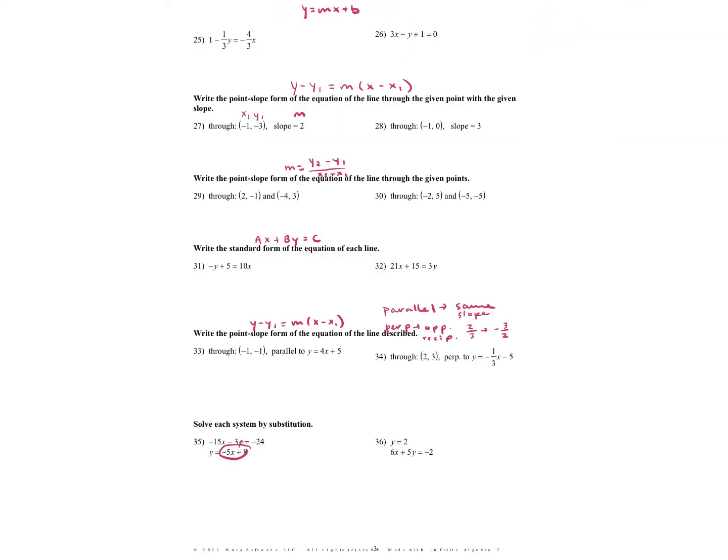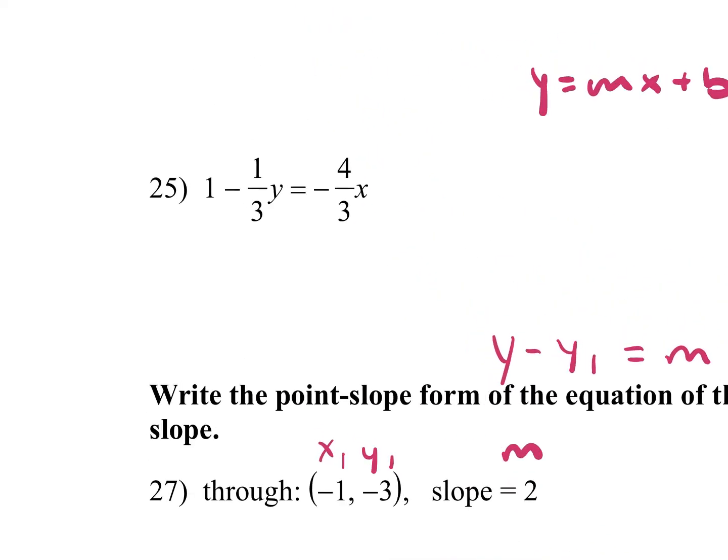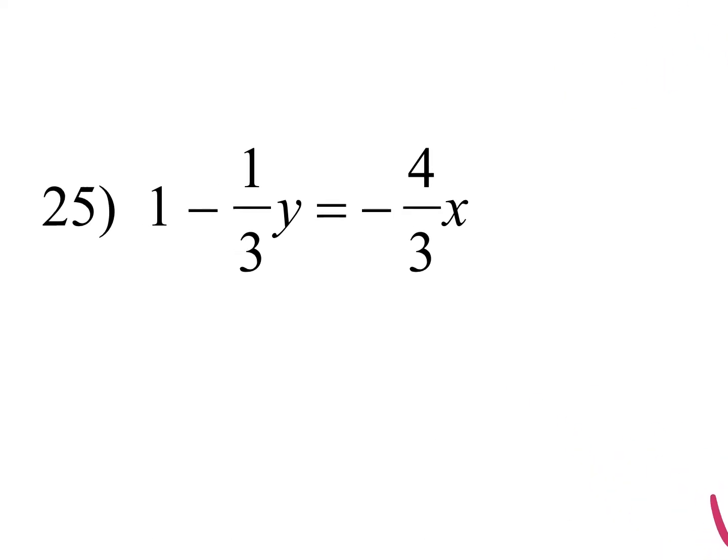All right, next page. 25. So again, I need to put this into slope-intercept form, so get it to be y equals mx plus b. So since I have fractions here, I'm going to multiply everything times 3 to get rid of those fractions. So I have 3 minus y, because the 3's cancel, is equal to, the 3's cancel again here, so -4x.